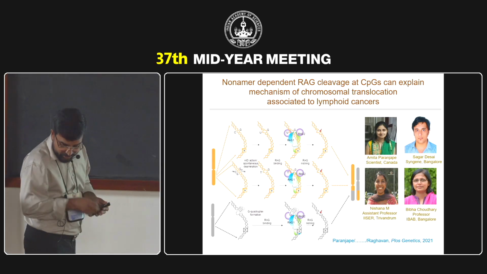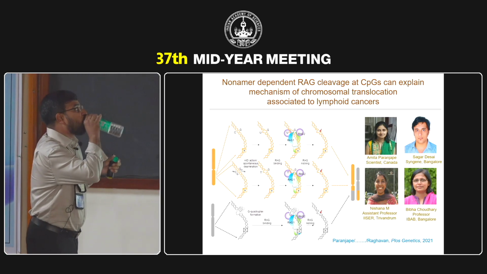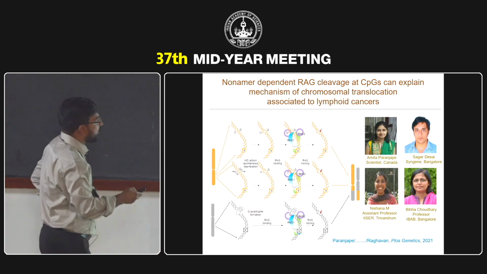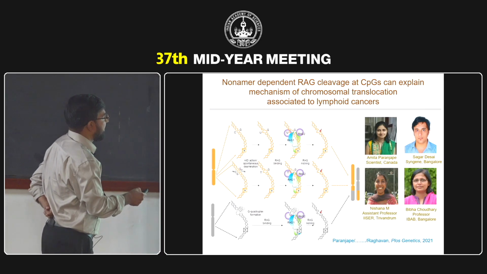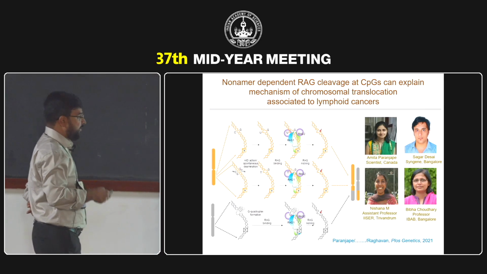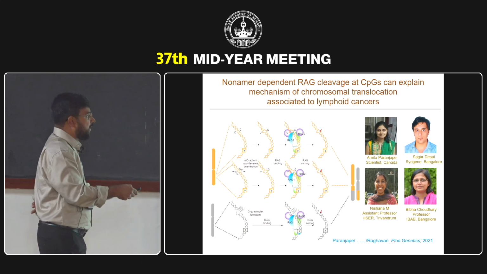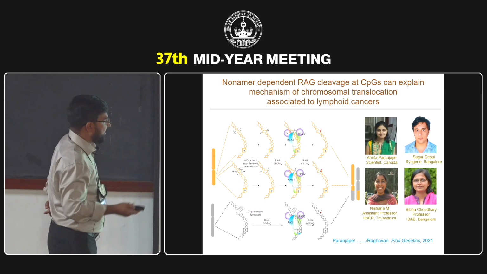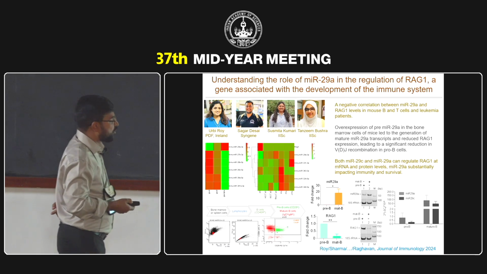Based on that, we came up with the model wherein RAGs bind to the mismatches created because of the deamination of CpGs, and then bind to the monomer and then cleave at the mismatch at the CpG site. This is where I am going to stop.